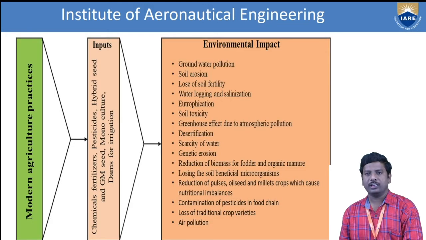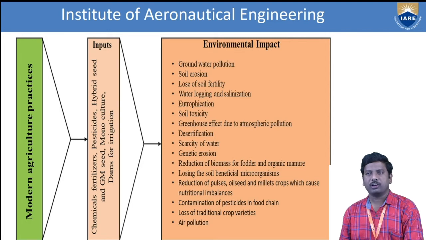So this is about the modern agriculture practices. What are the inputs? Chemicals, fertilizers, pesticides, hybrid seed and GM seed, monoculture, and dams for irrigation. All of this comes under the category of the inputs of modern agriculture practices. Because of that, what environmental impacts take place?